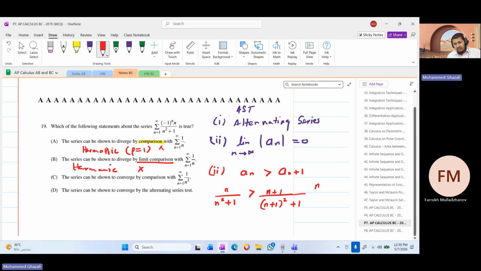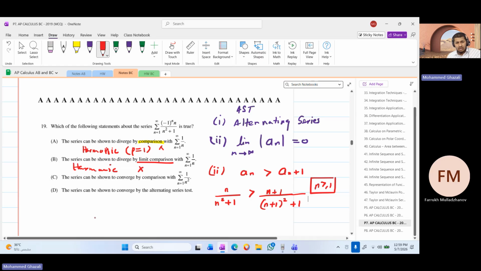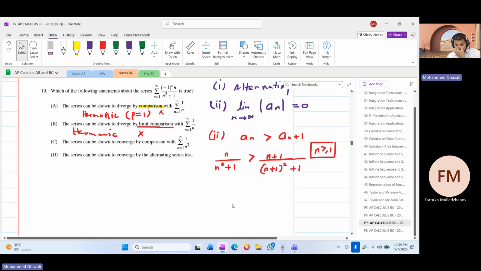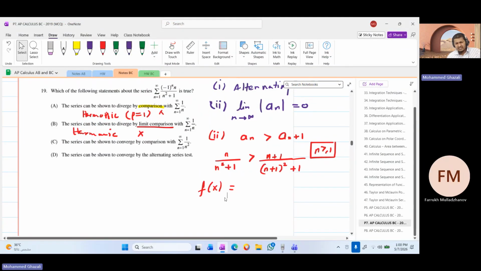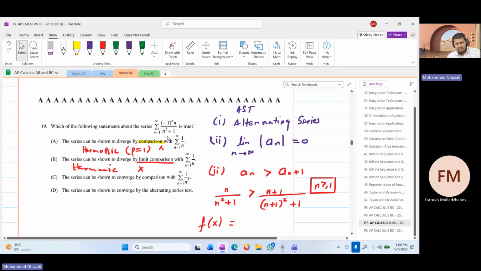Now remember, n is greater than or equal to 1. We know that because n starts from 1 to infinity, and n is an element of the integers as well. So how do we go about showing that it's decreasing? How about making it equal to f of x and finding the derivative to show whether it is decreasing or increasing? Let's check if this function is decreasing.